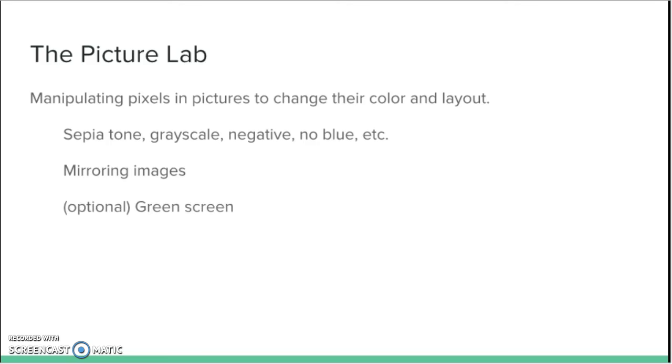We also have an optional thing at the end where you can do a green screen, where you take a picture of yourself in front of a green screen, and then you can go through pixel by pixel and any green pixel change to a different color. So you can change all the green to be like a picture of the Eiffel Tower or a beach or a roller coaster or whatever.